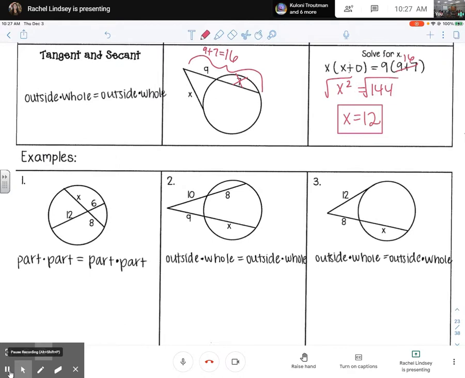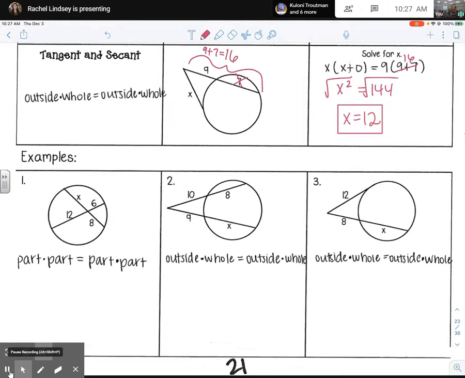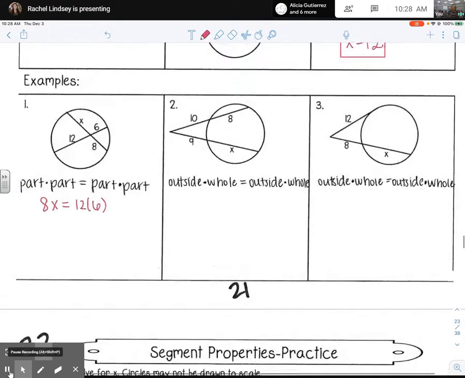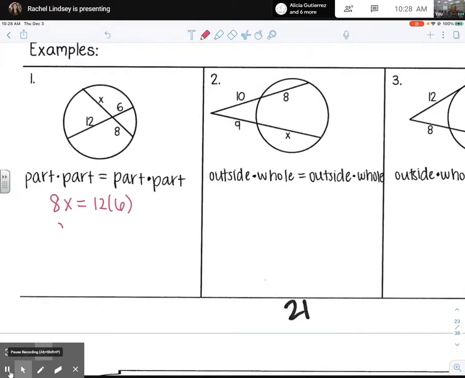Number 1, part times part equals part times part. Looking at this one first, because it has an x on it, I'll have part times part. So 8 times x is 8x. And then the other line, part times part, 12 times 6. So I have 8x equals, what's 12 times 6? 72. What's 72 divided by 8? 9. So x would be 9.